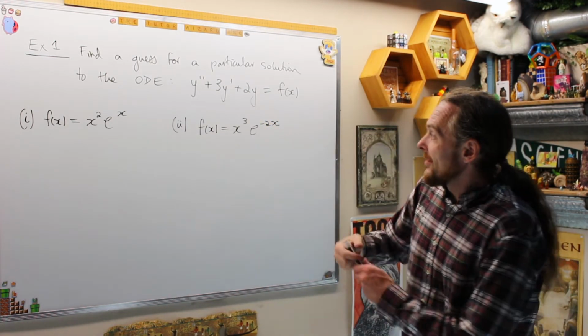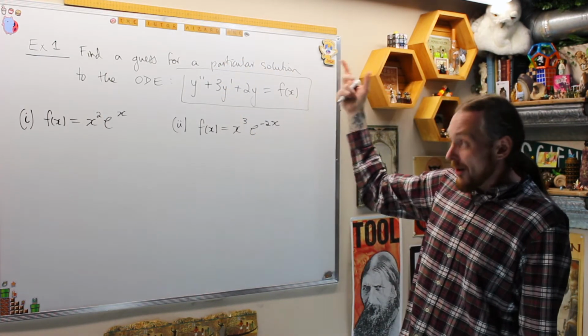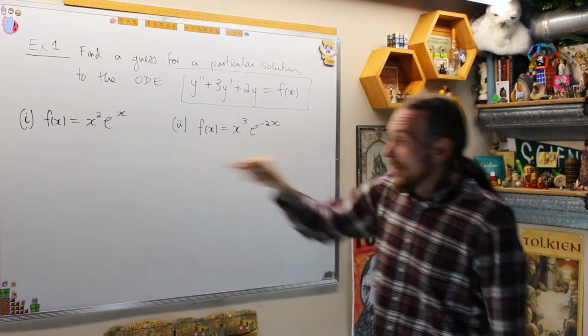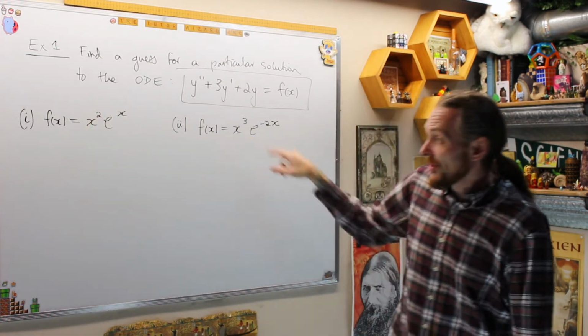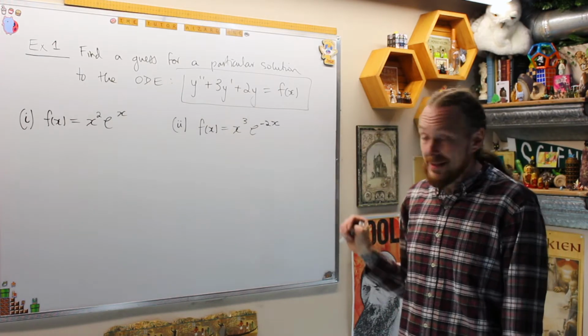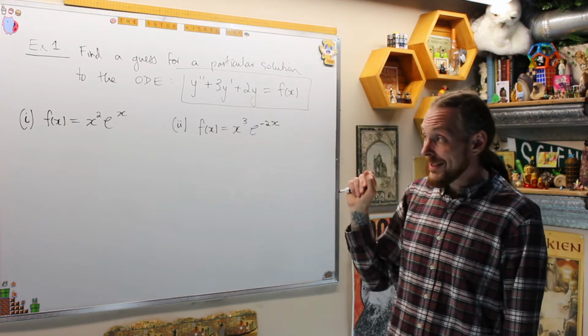We're going to be given this ODE, and we're given a non-homogeneous function in each case. This is the same one as we did previously, in fact. But this time we have two functions. f of x is x squared e to the x, and our second one is x cubed e to the negative 2x. Let's see what guess we would make for our particular solution in each case.